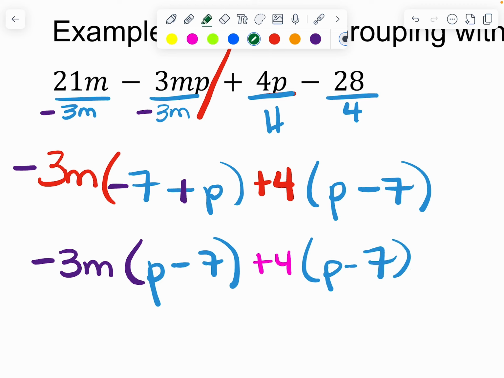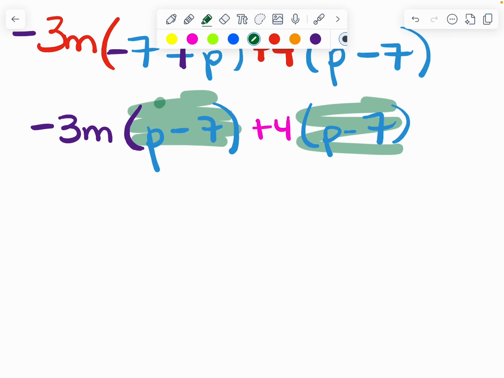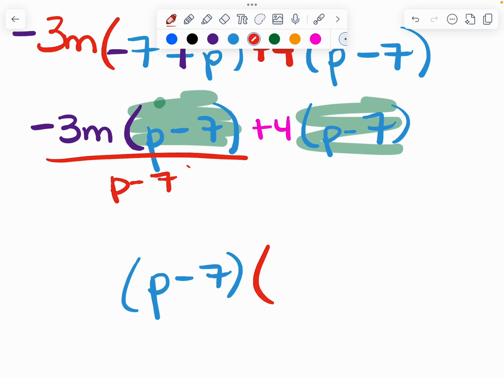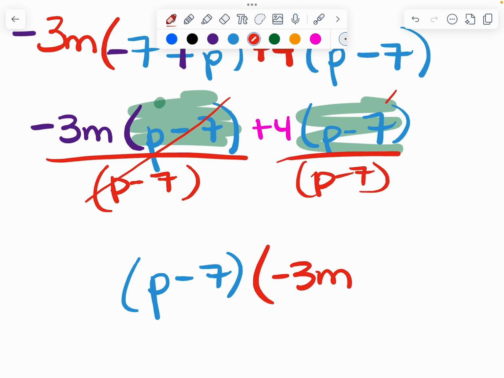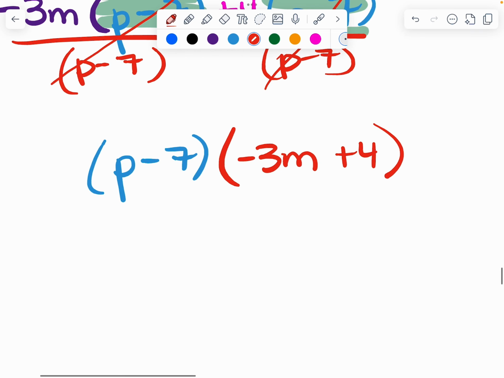Now, as I look at it, are these two exactly the same? They are exactly the same. So I'm going to divide that out. So I'm going to take out a p minus 7. And I'm going to divide this by p minus 7. And when I do that, I get negative 3m. And when I divide out over here, p minus 7, I get a plus 4. Now, could you write this as 4 minus 3m? Yeah, same thing.